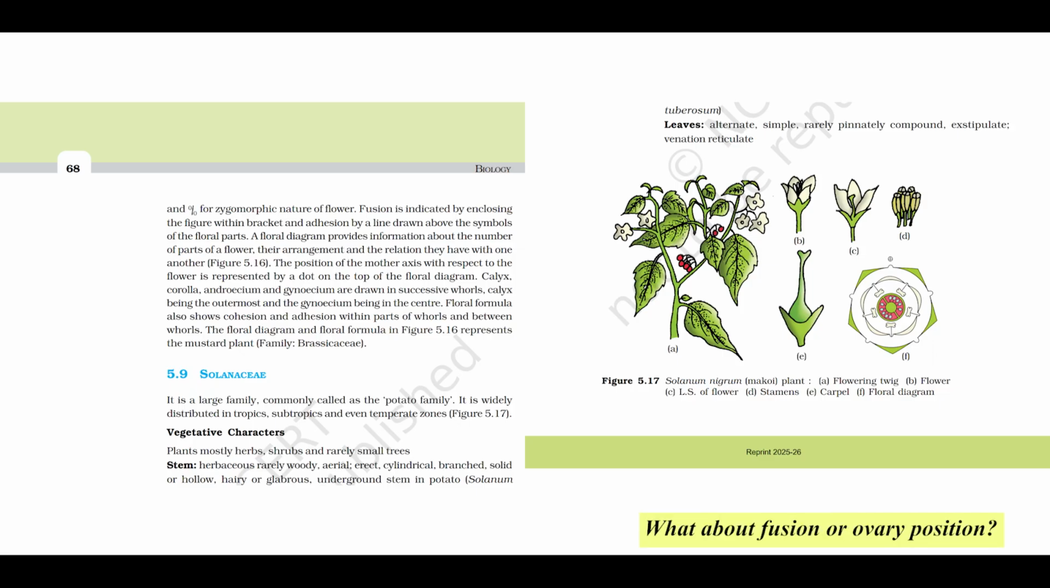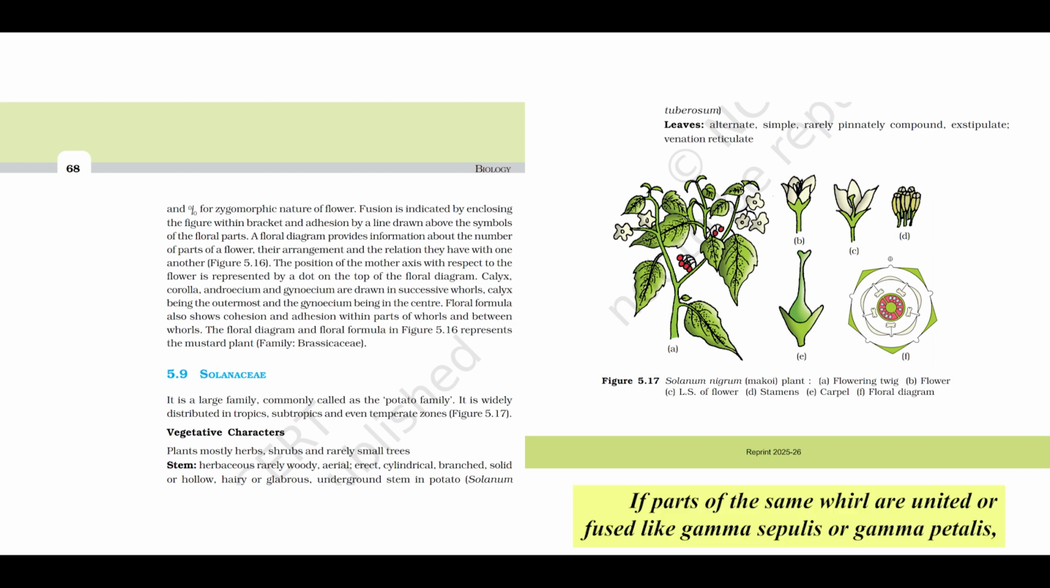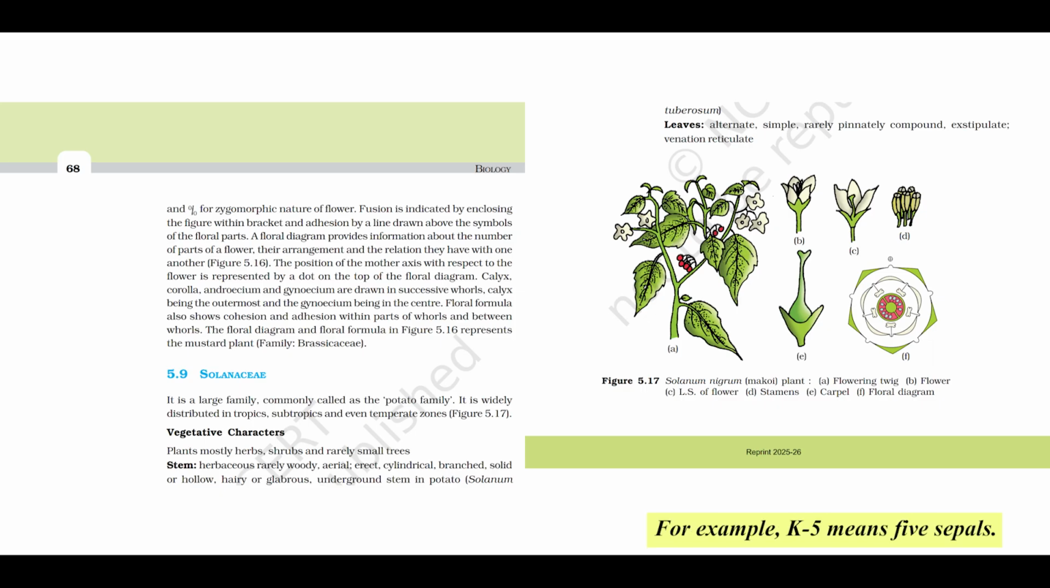Okay, what about fusion or ovary position? Good question. That's encoded too. Fusion. If parts of the same whorl are united or fused, like gamosepalous or gamopetalous, this is indicated by enclosing the number figure within brackets or parentheses. For example, (K5) means 5 sepals that are united. (C5) means 5 united petals. (G2) means 2 fused carpels, syncarpous. If they are free, polysepalous, polypetalous, apocarpous, there are no brackets around the number, so K5, C5, G2.